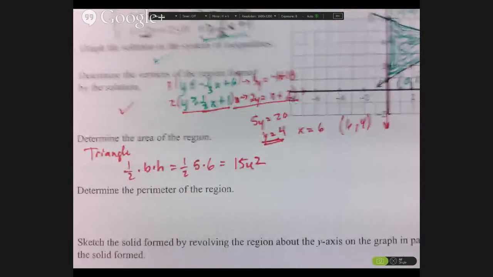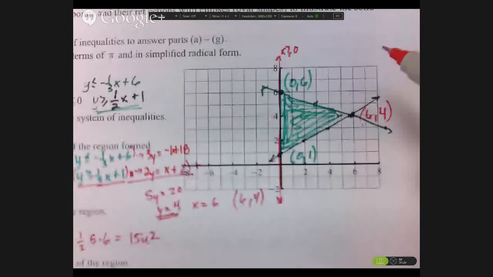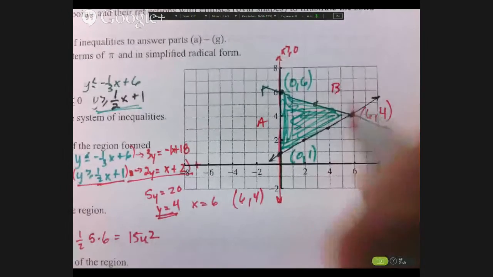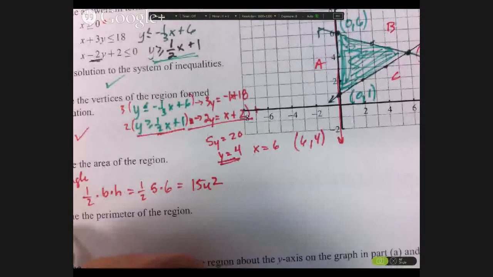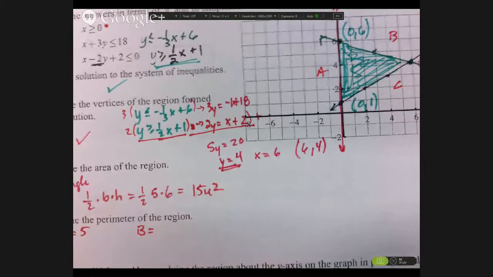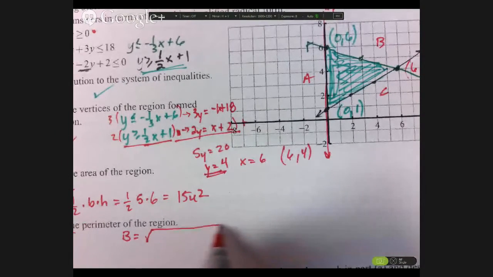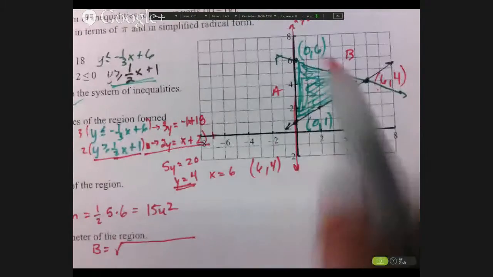All right. We're good on area of that. Are we good on the area of that shape? Okay, what about the perimeter? That's one way to do it. All right, so I'm just going to label them A, B, and C. We know the length of A, right? 5. B is, Logan, the distance formula from here to here.